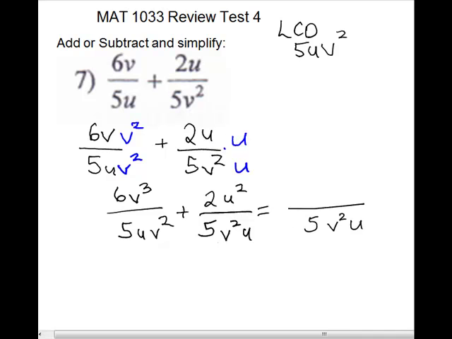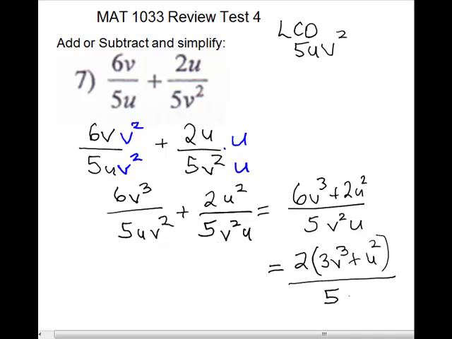Now, I will keep the common denominator, 5v squared u, and combine the numerators. They're not like terms. They can go on the same line. And we can see if anything would factor out to reduce. We could factor out a 2, and that leaves 3v cubed plus u squared. But it doesn't reduce. Since it doesn't reduce, you could have left it at the previous step. But you're supposed to think about this, so either of these two would be okay.